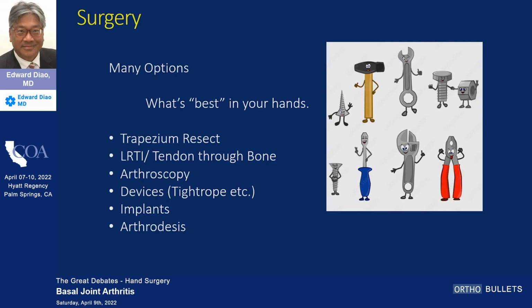This is just a partial list of the common procedures, including trapezium resection, the classic tendon through bone, LRTI, or my variation is abductor pollicis longus, and I'll show you. Small joint arthroscopy has a role. Devices such as the tightrope and others. Some people do implants, and some people do an arthrodesis. These are just all reasonable choices, and what's best is what's best in your hands.